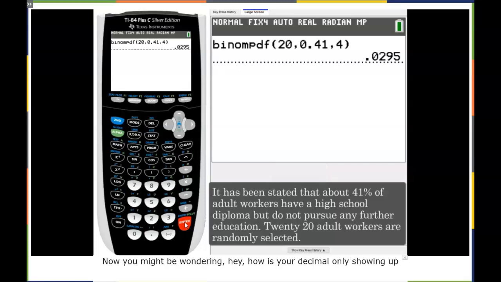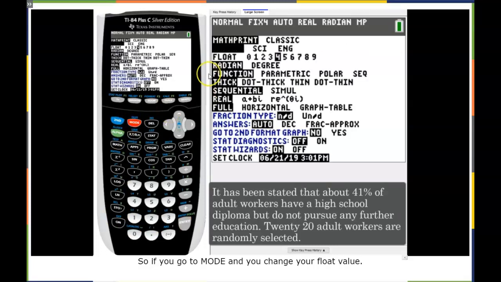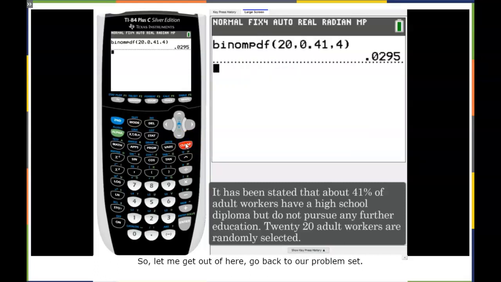Now you might be wondering, how is your decimal only showing up with 4 places? Well, that's because I actually put that setting on. If you go to mode and change your float value, the float tells you how many decimals you want. If you want your decimals rounded to the 4th place, just put it on 4, and that should do it for you. Okay, so let me get out of here. Let's go back to our problem set.